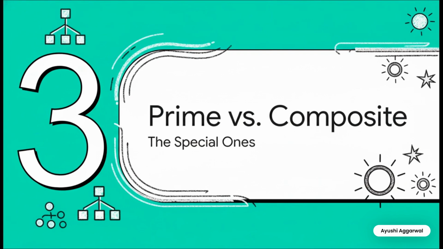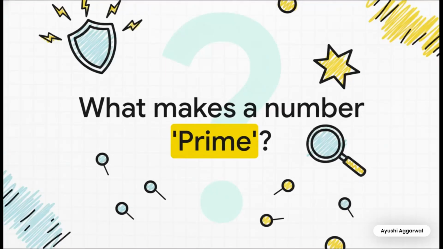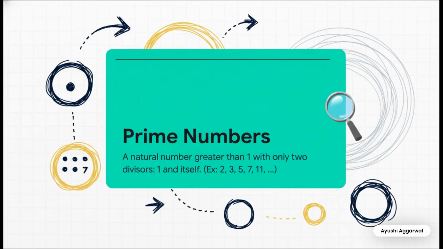All right, let's move on to a very important topic, one that's a favorite in competitive exams, prime and composite numbers. It's really important to understand these. So just think for a moment, what's so special about a number that makes it prime? Does it have some kind of special power? Let's find out. A number is called prime only when it can be completely divided by just 2 numbers. One is the number 1, and the other is the number itself. For example, take the number 7. It can only be divided by 1 and by 7, and nothing else. That's why it's a prime number.